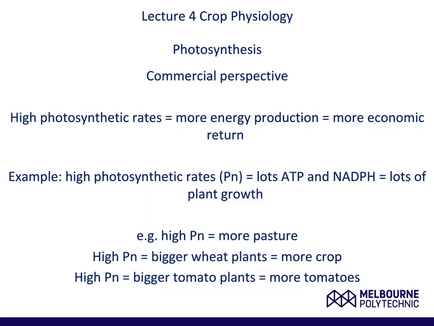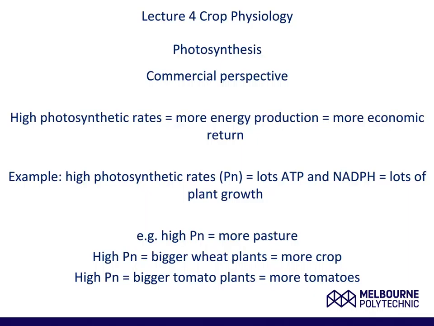Or higher photosynthetic rates may equal bigger wheat plants. This will equal more crop, more biomass that you can harvest. Sometimes wheat is grown as animal fodder, but more often it is grown for grain. That grain is sold for either pastas or bread. Therefore, the more energy you can put into producing grains, the more grains you'll produce, and therefore the more money you'll get. Let us look at another industry, tomato plants.